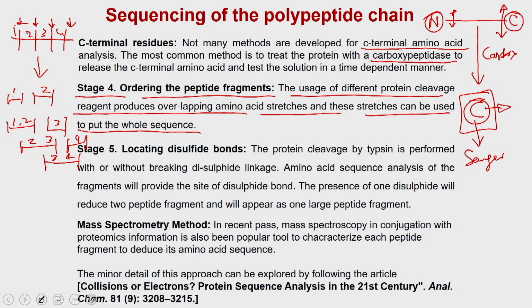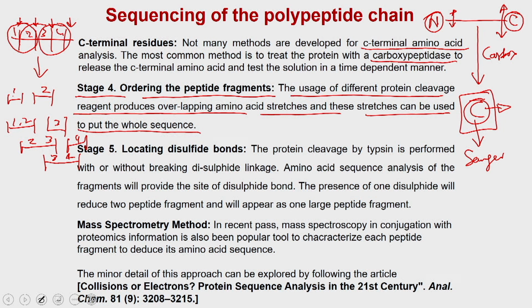You are also going to get 1 and 2, you are going to get 2 and 3, you are going to get 3 and 4, and in some cases you might get 2, 3 and 4 as well. But 2, 3, 4 is going to be slightly bigger, so that may not be very helpful, because you are not going to use those particular larger fragments to sequence.